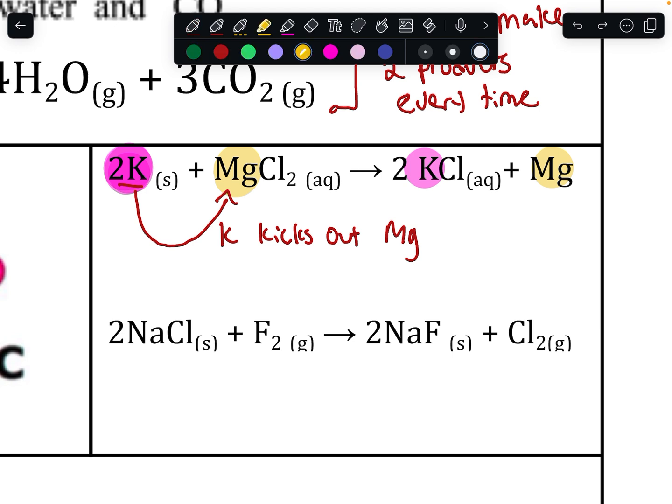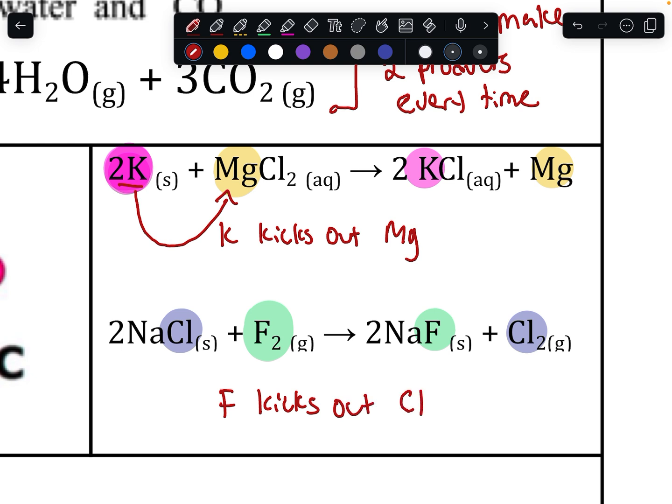In this one below, we have fluorine on its own initially as a gas and NaCl. Now instead of a metal replacing a metal, you might notice that the chlorine ends up on its own to the right as a product, and the fluorine is now part of the compound on the product side. So in this case, the F kicks out the Cl. That's a non-metal replacing a non-metal. It's only one replacement, so that's why we call it a single replacement.